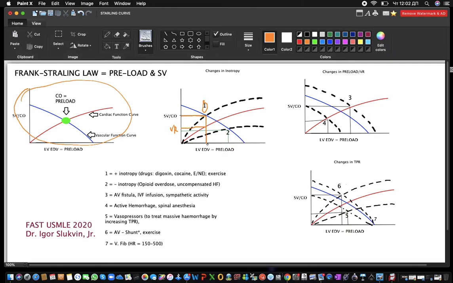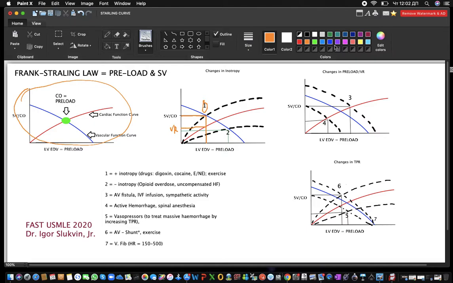how can this happen? Well, it happens by an increase in inotropy, which could be caused by exercise, epinephrine, norepinephrine, illicit drugs such as cocaine, or digoxin. Basically, the left ventricle is pumping harder to get the increased fluid out with each heartbeat.